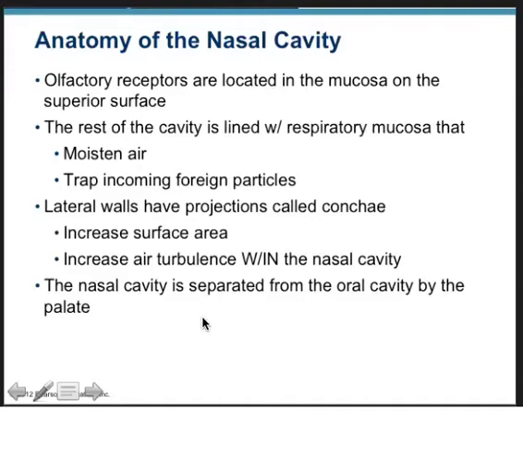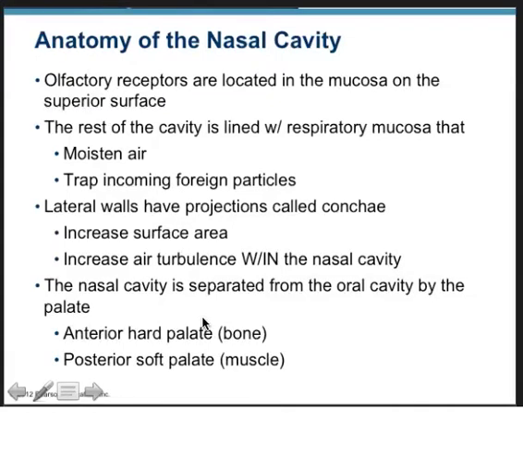The nasal cavity is separated from the oral cavity by the hard palate. The anterior hard palate is made up of the maxillae that meet at midline, and the posterior hard palate is made up of the palatine bones, and then behind them is the posterior soft palate, which is essentially epithelial tissue, mucus secreting tissue, and then deep to that, muscle.